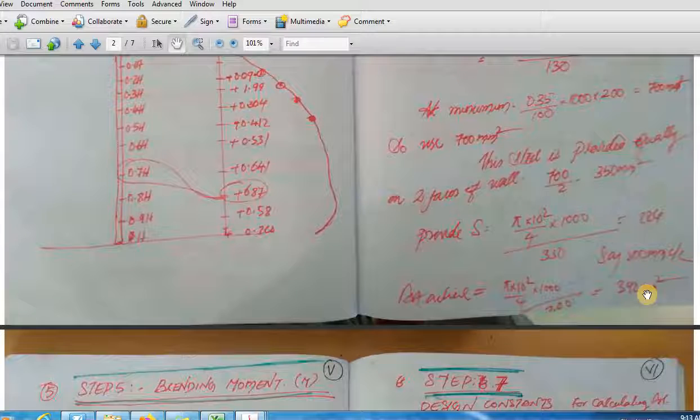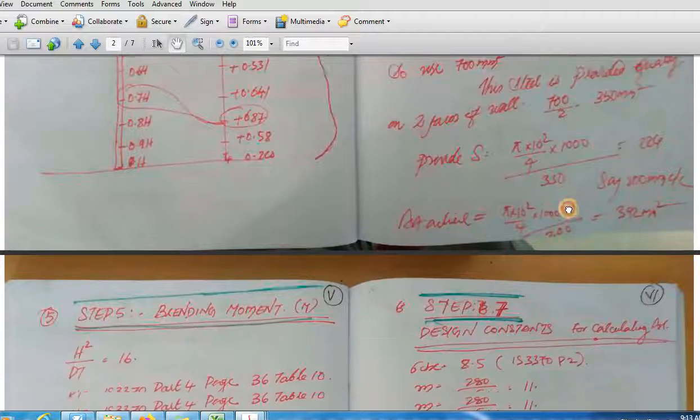in one space. Okay, pi d square by 4 and 1000 divided by actual spacing. Actual space we got is 224, but we are providing only 200. So automatically the area of steel will increase. So this is this divided by 200. It is 392 millimeter square.